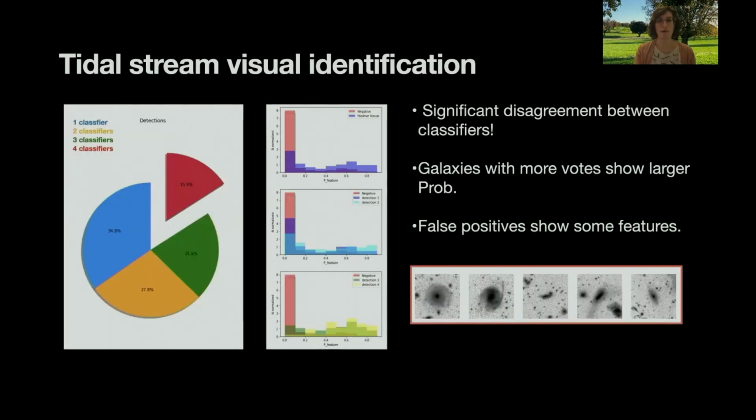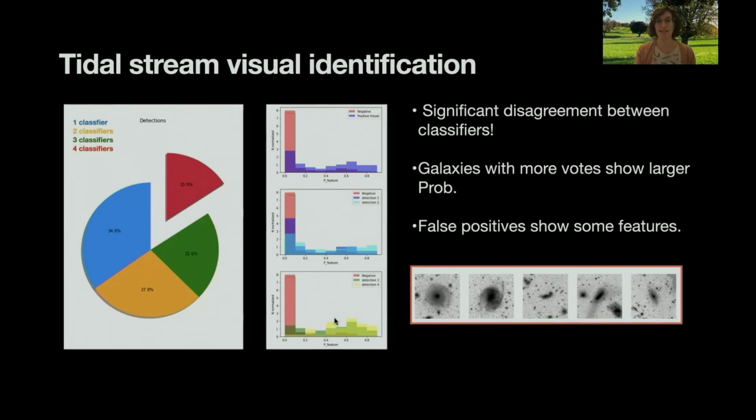One of the problems that we found is that it's not obvious what a tidal stream is. Besides the Cataphone catalog, we also had 4 classifiers visually inspecting the 20,000 galaxies. And we found that galaxies which were classified as tidal stream by all 4 classifiers are only 16% of galaxies which were classified as tidal streams by at least 1 classifier.